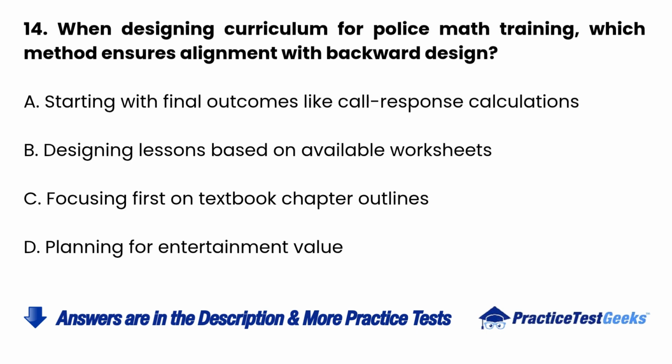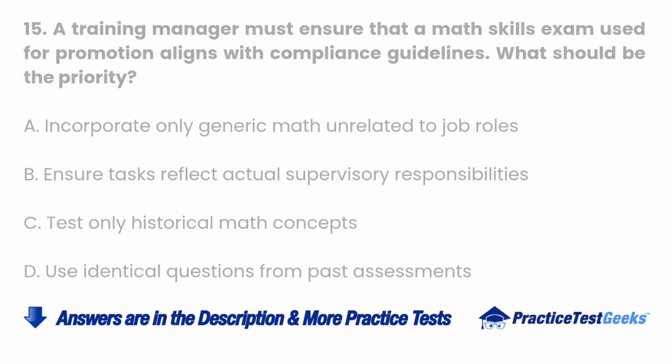14. When designing curriculum for police math training, which method ensures alignment with backward design? A. Starting with final outcomes like call-response calculations. B. Designing lessons based on available worksheets. C. Focusing first on textbook chapter outlines. D. Planning for entertainment value.